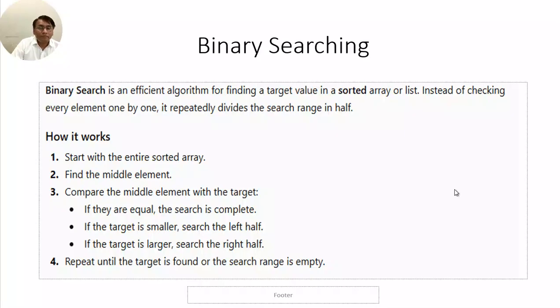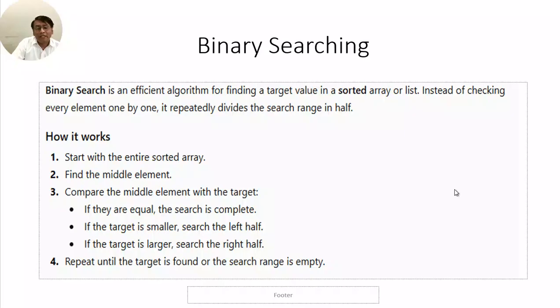So how does it work? Step number one, start with the entire sorted array. Step number two, find the middle element. And how will we find the middle element? We will calculate it using the formula lower bound plus upper bound divided by 2. Third, compare the middle element with the target.